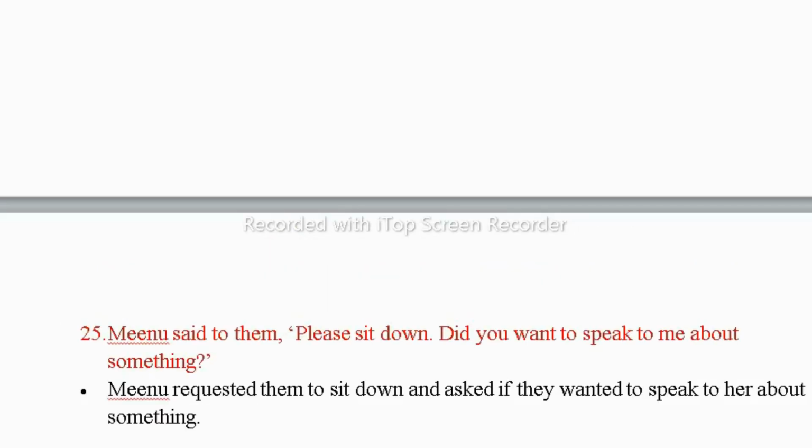Now let's see the last one. Minu said to them, please sit down. Did you want to speak to me about something? So here, please, that means someone is requesting again. So Minu requested them to sit down and asked if they wanted to speak to her about something.